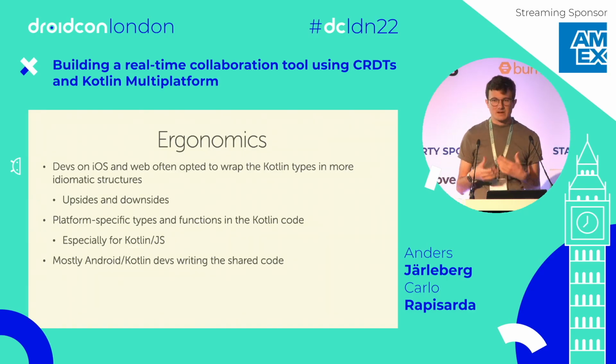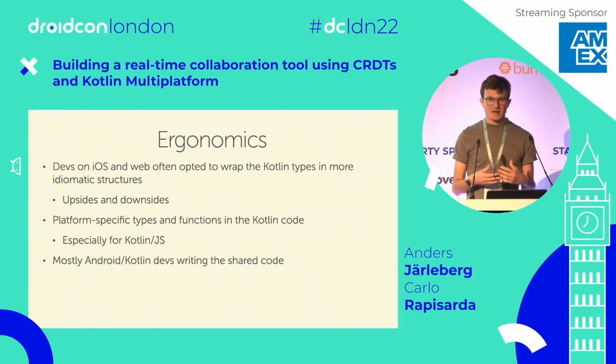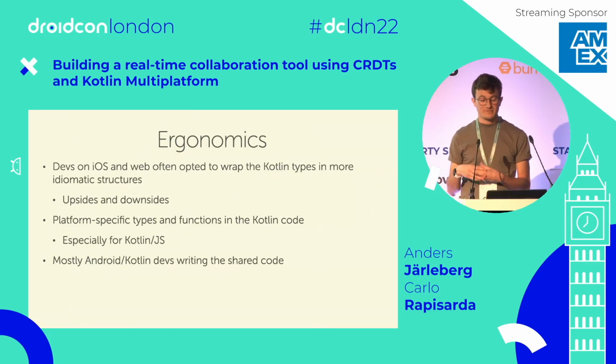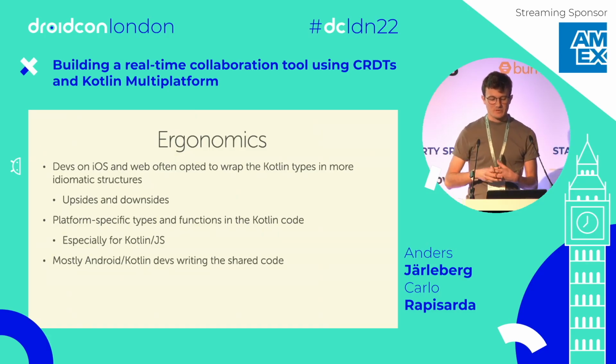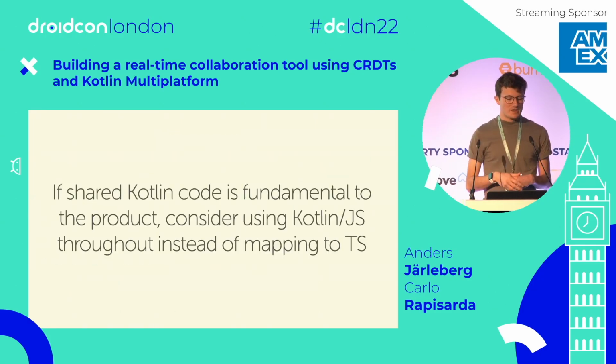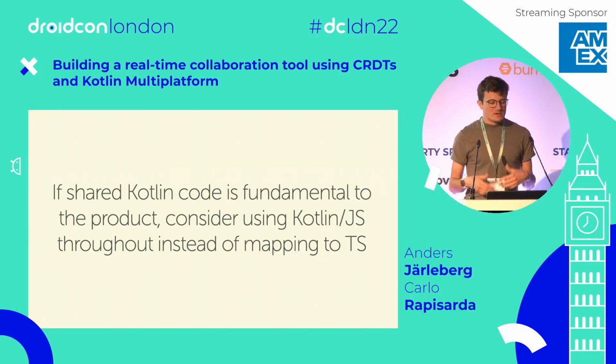One thing that we ended up doing on iOS and web was often to wrap Kotlin types, which of course makes the API nicer to use for platform developers, but also introduces overhead. In other cases, we ended up extending types and functions from the shared library, adding platform-specific code. And too often, it was the Android devs writing the shared code, so they were less likely to notice platform-specific issues.